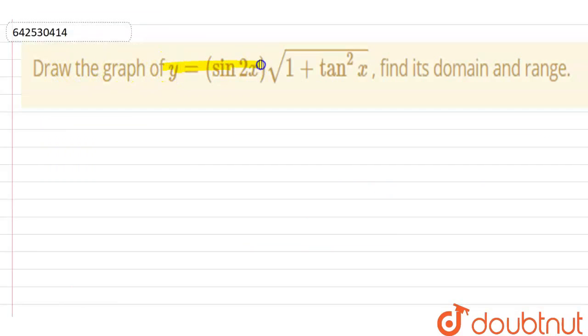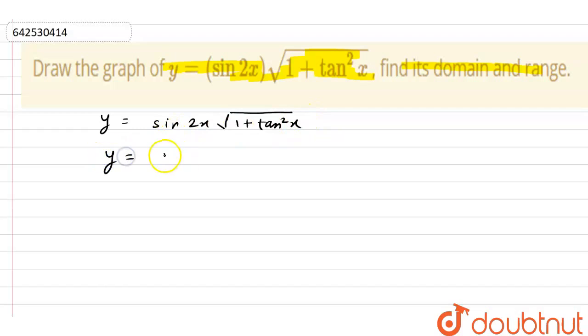Hello everyone, draw the graph of y equals sin 2x under root 1 plus tan square x and find its domain and range. So what we have is y equals sin 2x under root 1 plus tan square x, and we need to find its domain and range.